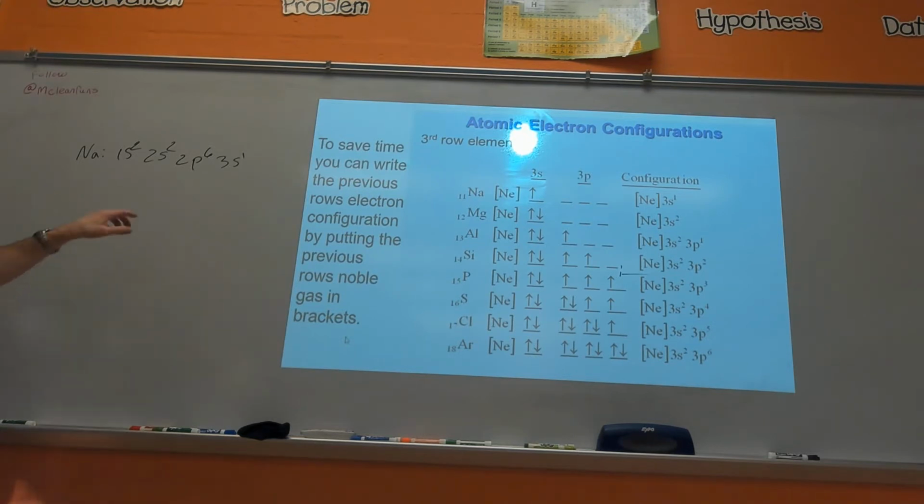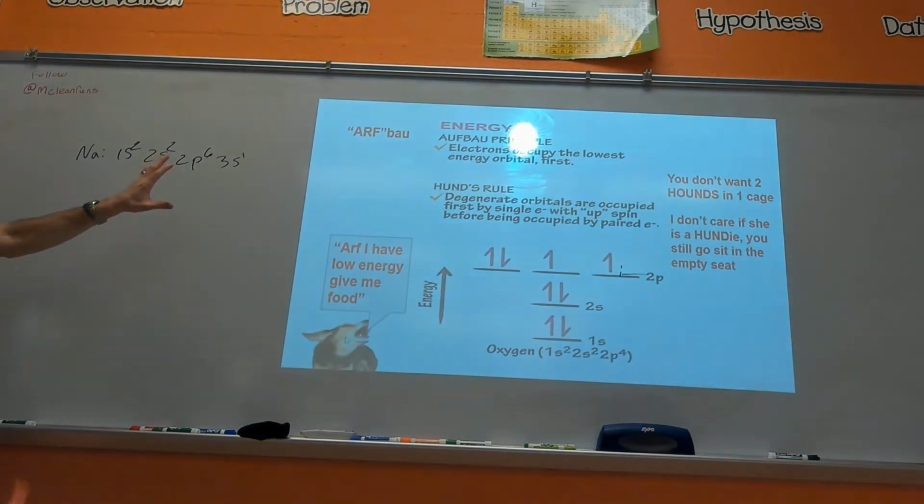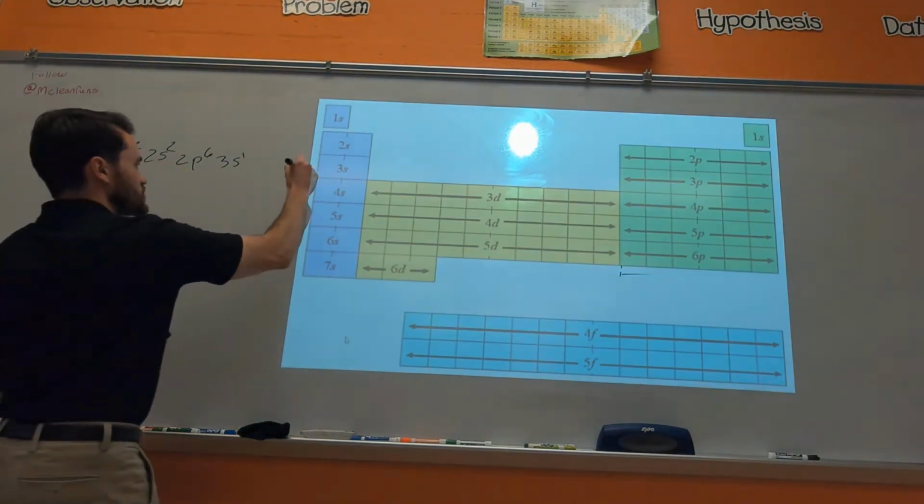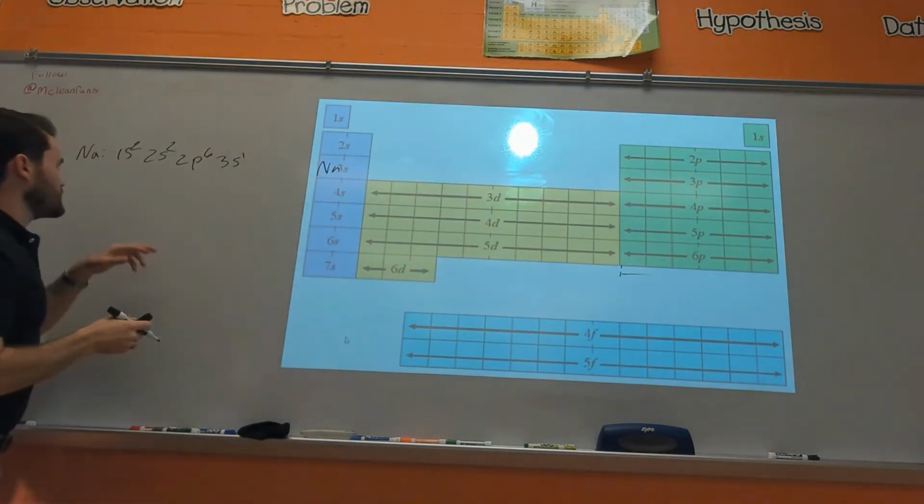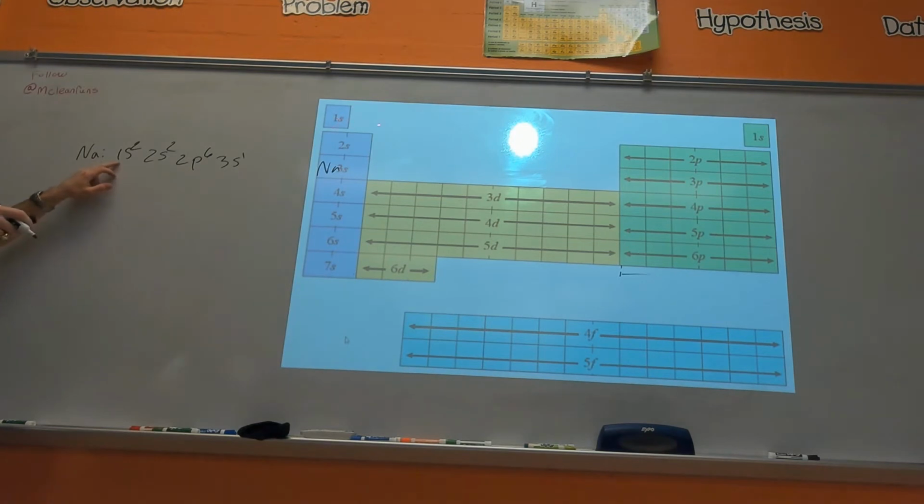To make sure we're on the same page, you're like, how did you get that? Let me go back to this slide. Sodium is right here. So you start up here, 1s2, then go to the next line, 2s2, 2p, there's 6 of them, 6, and then 3s1. So the question is, can we speed up this process? Can we be more efficient?